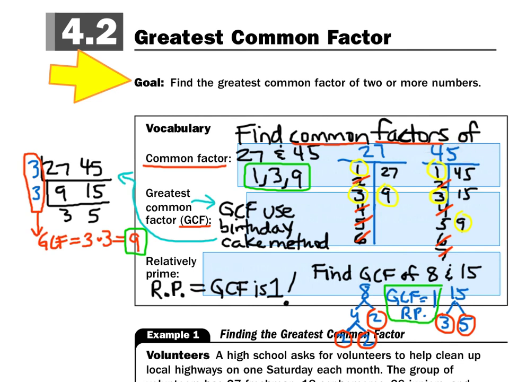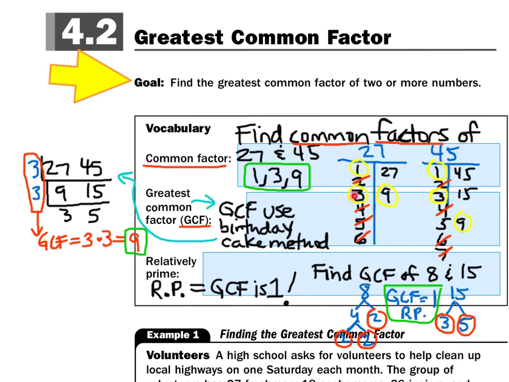Take a look at 45. I made my T-chart, and I got 1 and 45. 2 didn't work, so I crossed it out. 3 times 15 works. 4 did not work, so I crossed it out. 5 times 9 works. 6 did not work, so I crossed it out. And 7 did not work. And I could stop at 7 because 7 times 7 is 49, and that's bigger than 45.